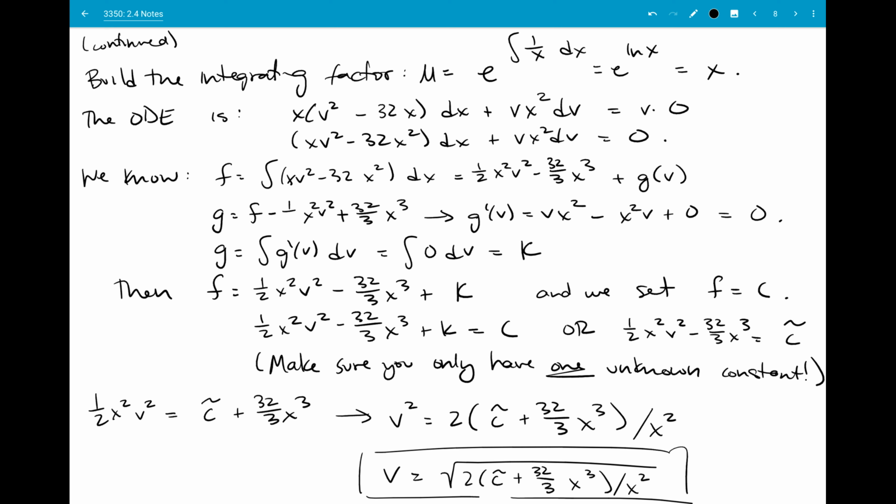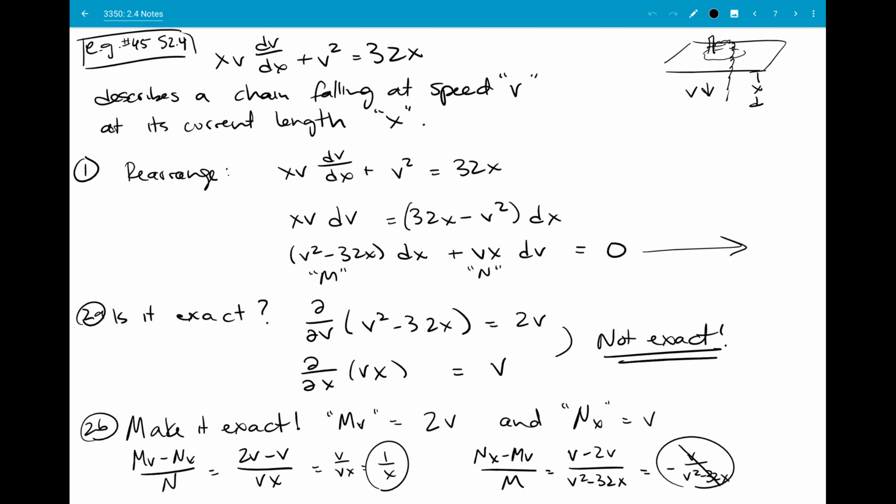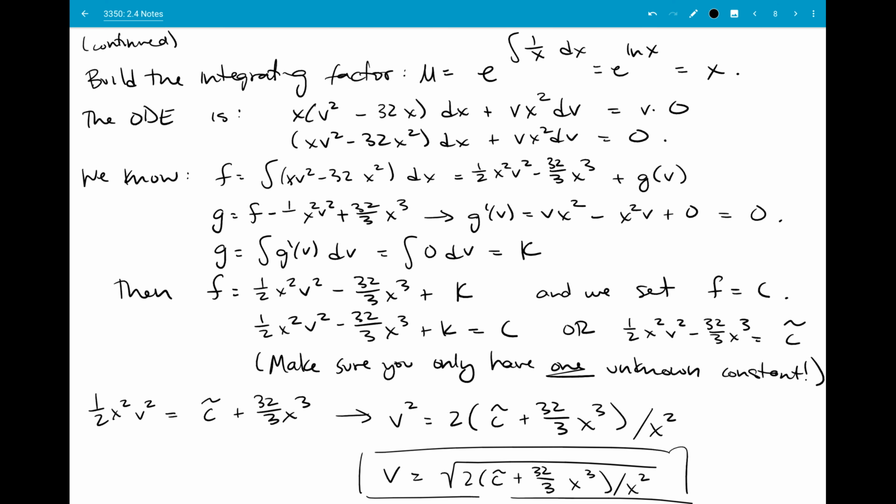Just like that. And then we didn't have an initial condition for this problem, so we were just finding the general solution. If we had an initial condition, this is the point where we would plug it in and solve for c. But we don't have to do that here.